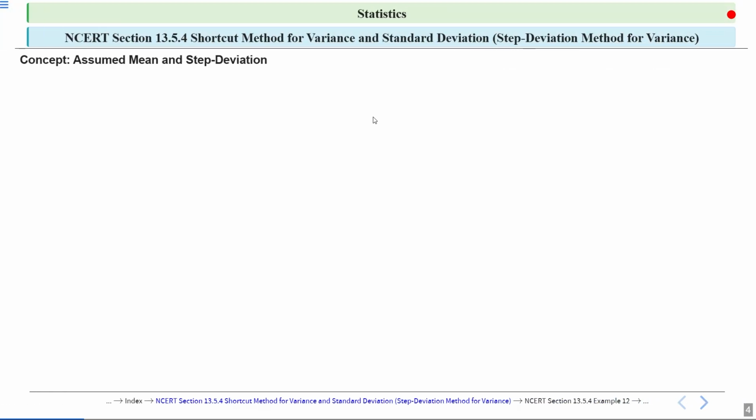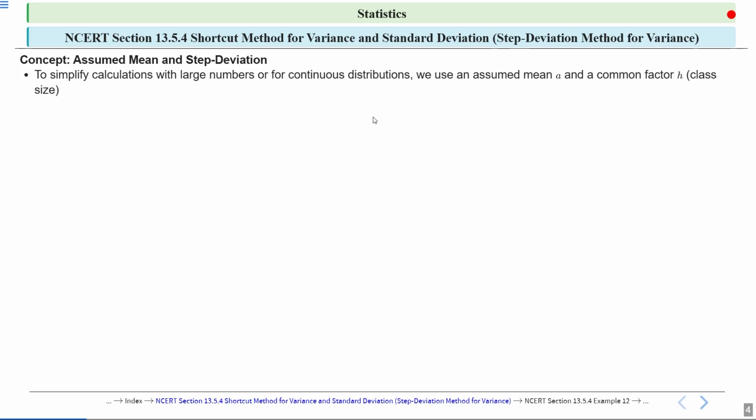We are going to learn the assumed mean and step deviation method. This approach helps us simplify calculations, especially when dealing with large numbers or grouped data. So we will see how using an assumed mean and a common factor can make finding variance much easier.